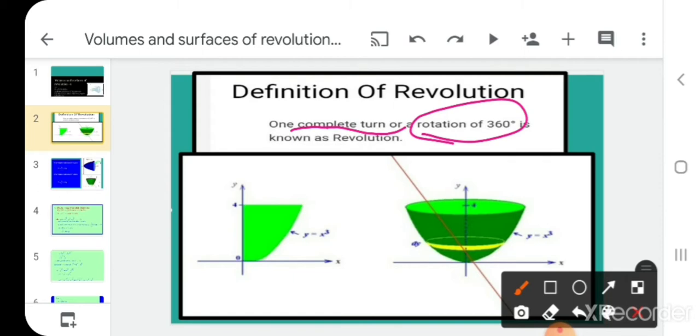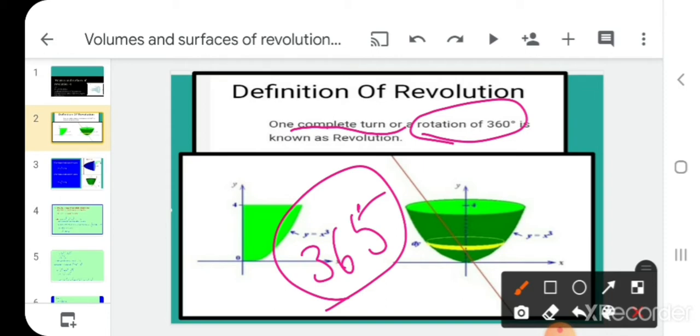The earth revolves around the sun. For taking a complete turn, how much time will it take? 365 days. The earth takes 365 days to revolve around the sun. That means it rotates around the sun through 360 degrees. That is called a complete turn. This is revolution.